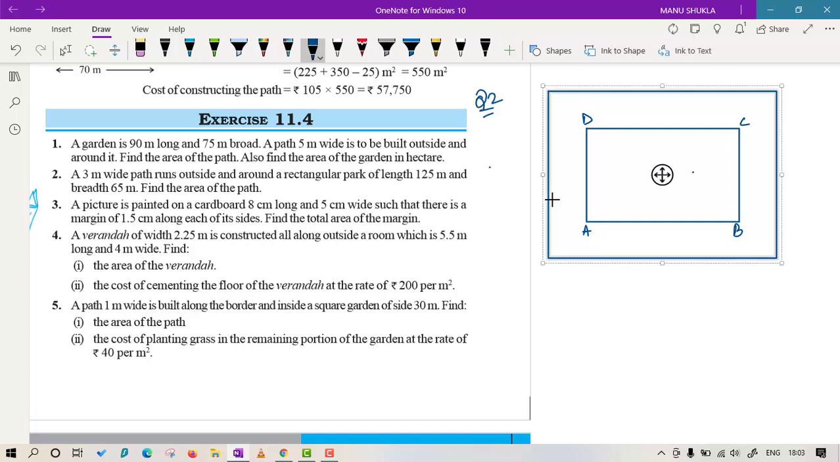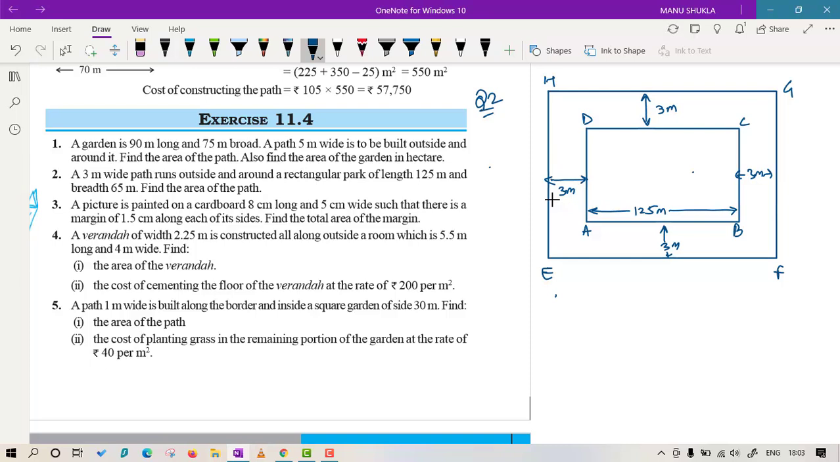So they are saying a 3-meter wide path. Given to you is, suppose this is E, F, G and H. So the path given to us is 3-meter wide. So it is 3 meter this way, this way, this way and this way. We can understand this. Now they are saying the length of park is 125 meters. So this is given to us as 125 meters and the breadth is 65 meters.